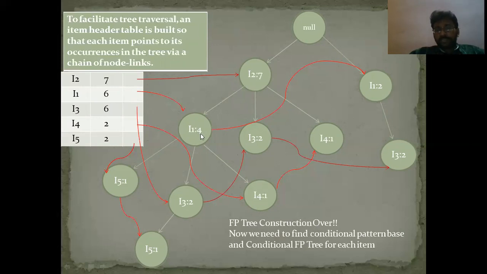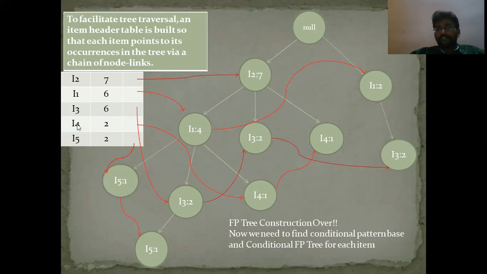So here I1 is repeated as a 4 and I1 is repeated as a 2 here. So 4 plus 2 is 6. Next, how many I3s are repeated? I3s are repeated here from I3 2, I3 2 and I3 2 here. That is 2 plus 2 plus 2, which is 6.